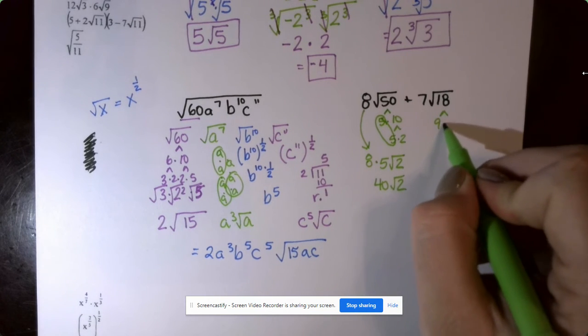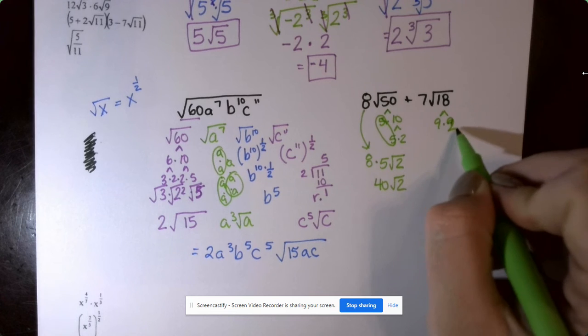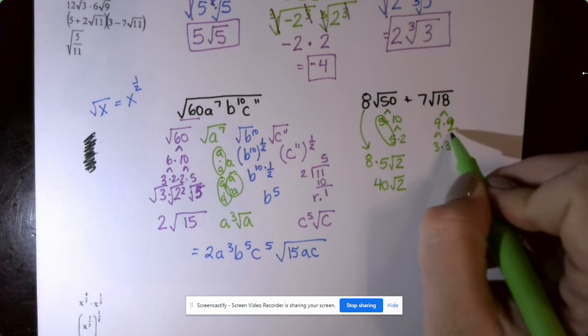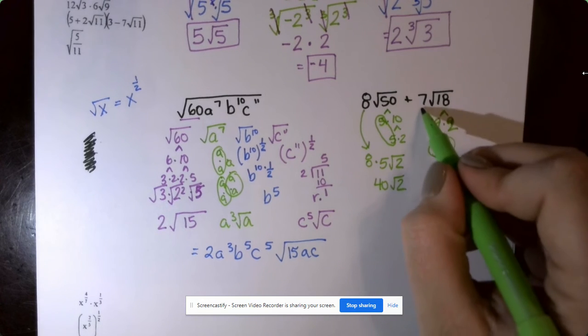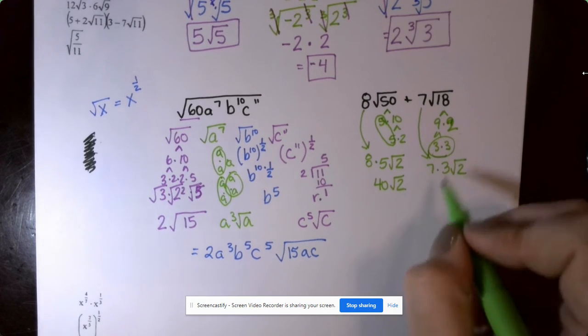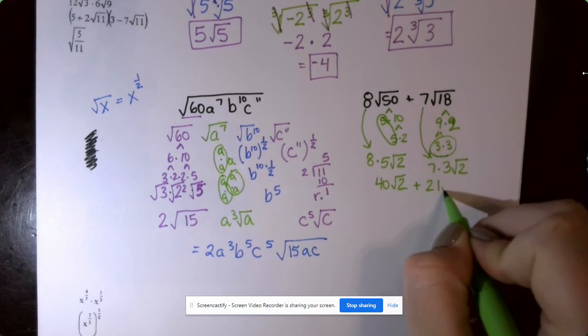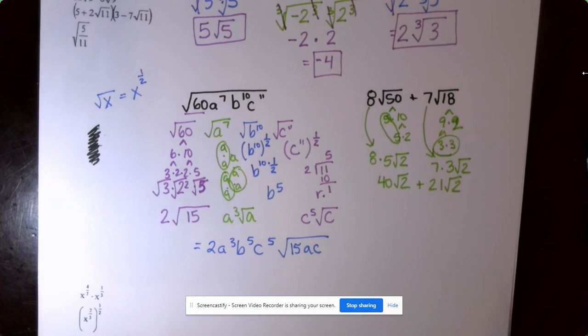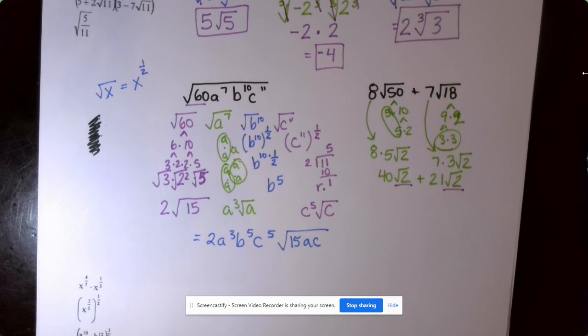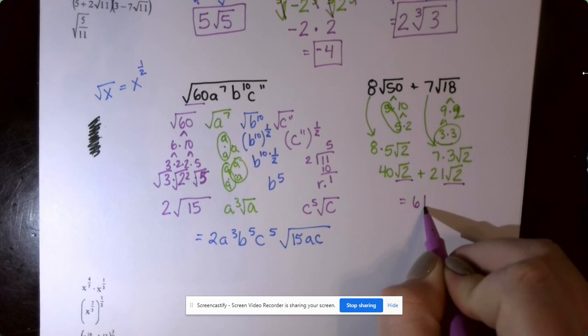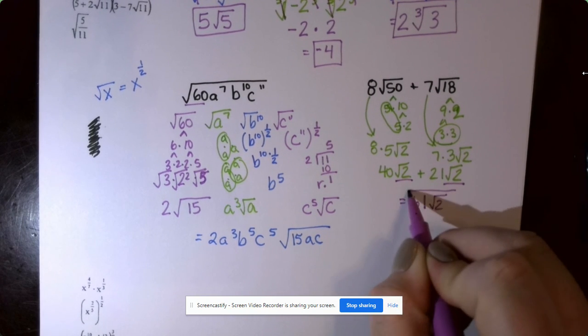And then here you've got 9 times 2, or 3 times 3. So this is going to be 3 square root of 2. Bring down the 7. So you've got a 21 square root of 2. Now that you have exactly the same radical, you can add 40 and 21, which gives you 61 square root of 2.